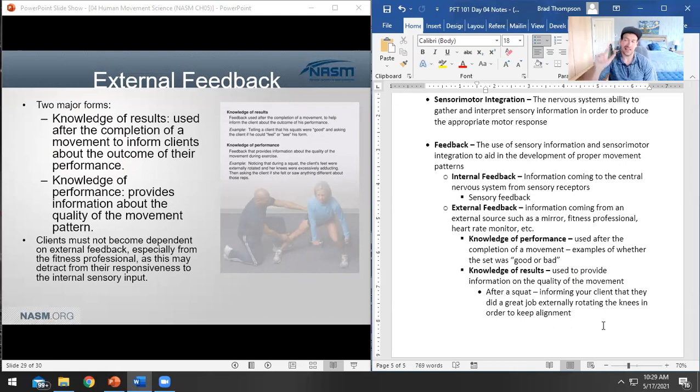But if you said, I like how you kept your hips externally rotated and you kept your chin up, and I could see that your core was really tight, that's knowledge of results. So knowledge of results is letting your client know specifically what they did right. Knowledge of performance is letting them know that they did well. Both of those are examples of external feedback, but you would also want to encourage your client to visualize and feel the difference. Do you feel how when you were driving your knees out, that activated your glutes much better? You are encouraging them to feel internal feedback.